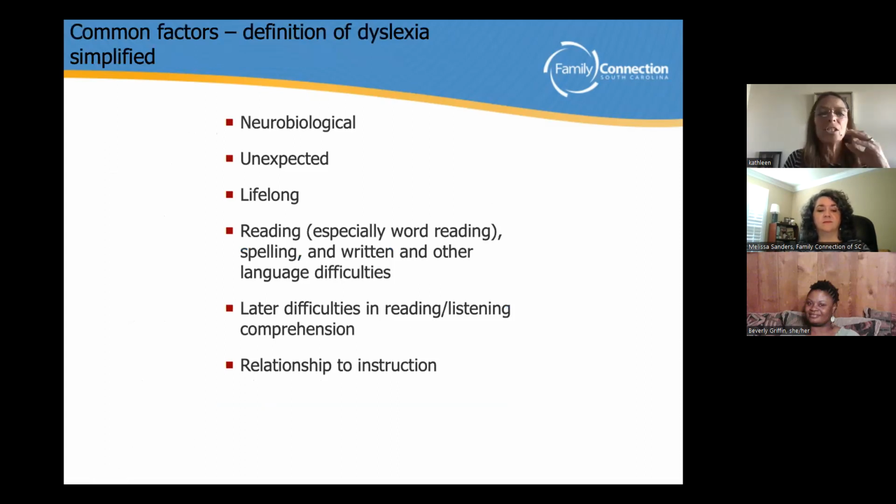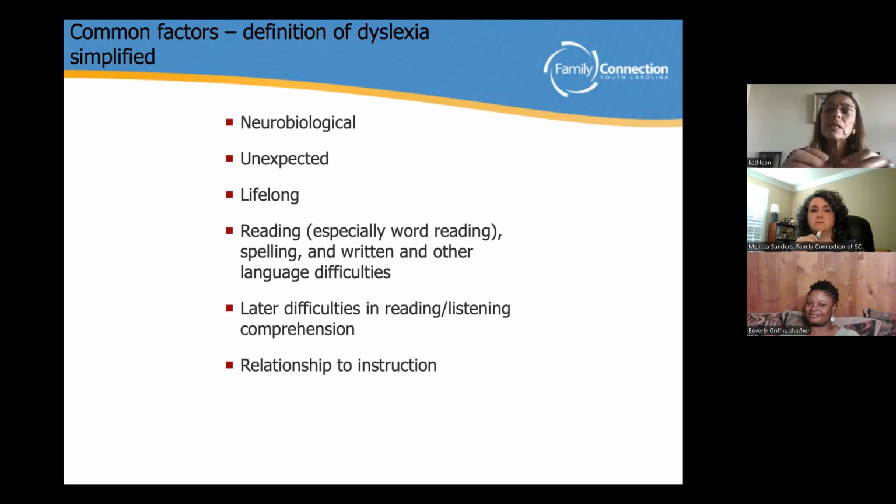The definition is that dyslexia is considered neurobiological. That means it's not caused by poor teaching. It's not caused by the environment. It's not caused by family issues. It's not caused by emotional or behavioral issues. It is something internal to the child.